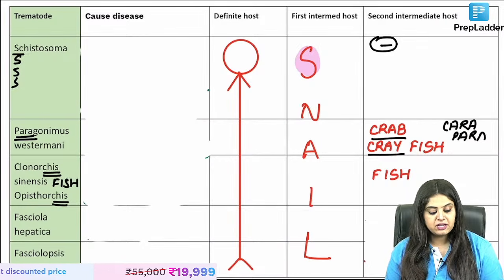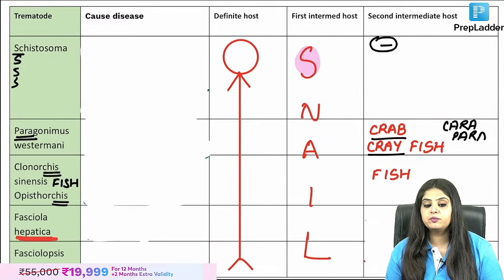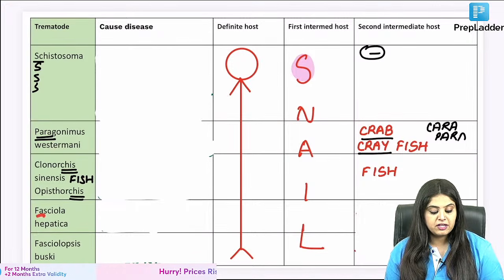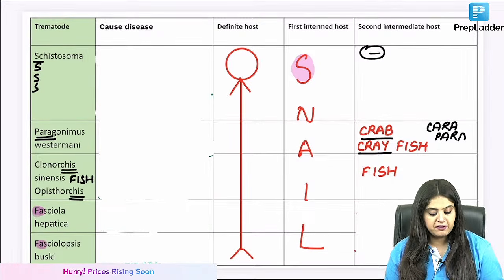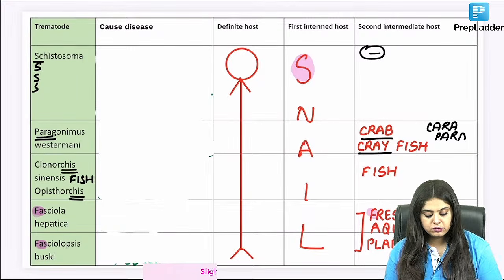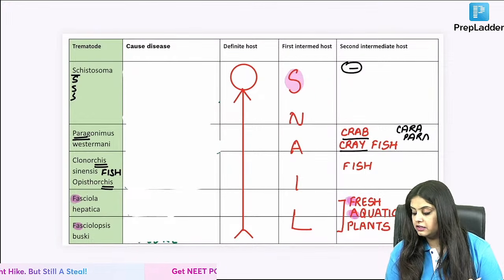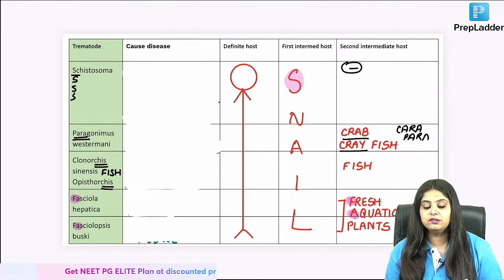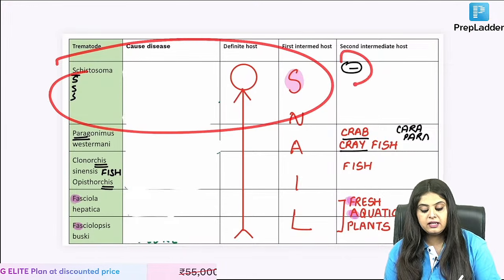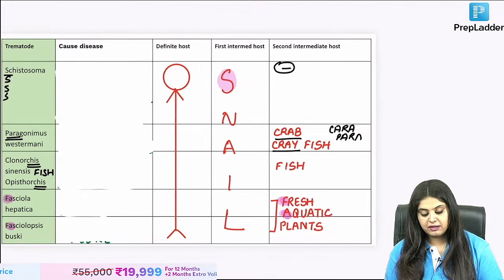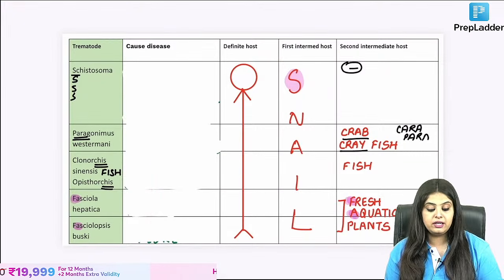Now coming back, Fasciola hepatica and Fasciolopsis buski. Over here, ma'am, Fasciola FA, Fasciolopsis FA. The second intermediate host is going to be FA, that is fresh aquatic plants. I hope everyone has learnt all of the second intermediate hosts. After snail, nothing there, that is Schistosoma. What else? One more thing, look at their names. What are they called? So let's start.